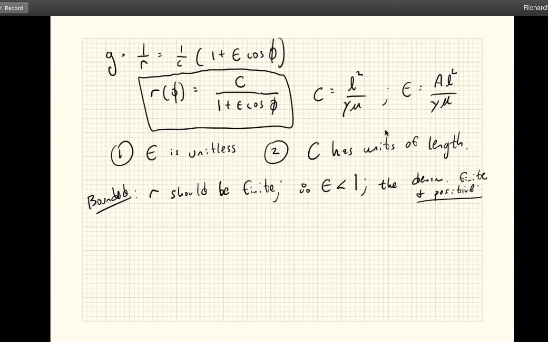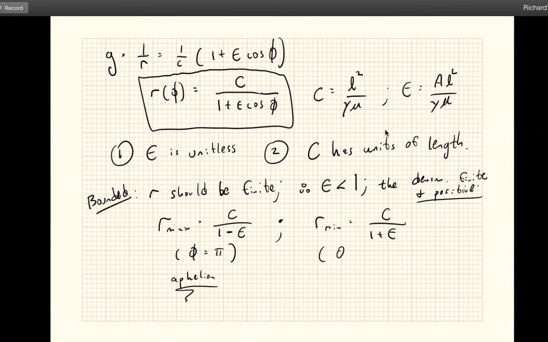Okay, so let's look at this. Let me just put this. The maximum you could have, of course, is when phi is equal to pi. So R max is equal to C over 1 minus epsilon. Right, that's when phi is equal to pi, and this occurs at the aphelion as we defined it earlier. Okay, and then we have R min is equal to C over 1 plus epsilon. Okay, and that occurs for phi equal to 0, and that's for the perihelion.